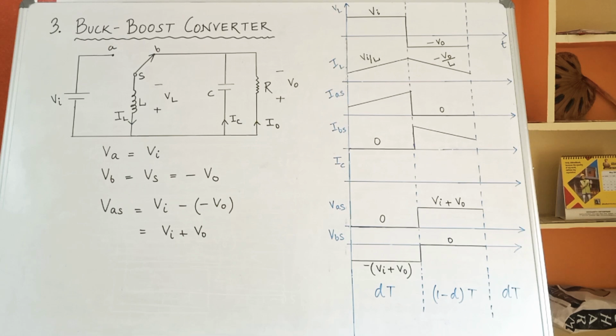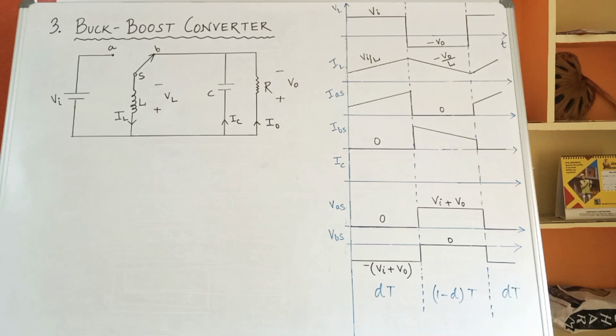As Vi and V0 are both constant voltages, VAS will also be a constant value. Hence, it is represented as a straight line parallel to the x-axis during this period. Thus, I have completely explained the operation of a buck boost converter and also drawn all the relevant waveforms.